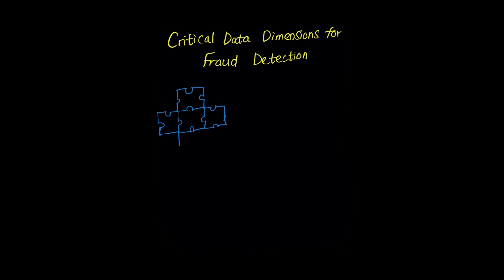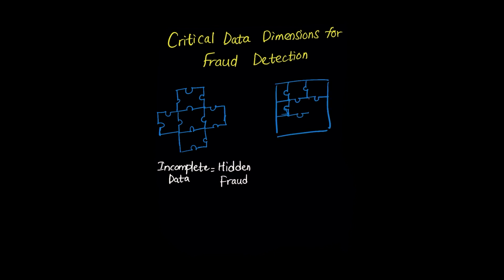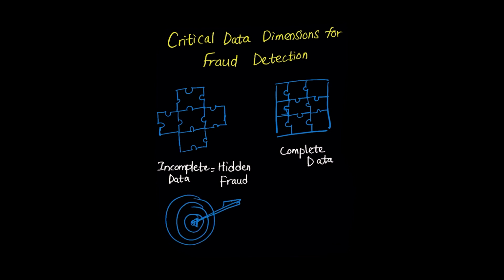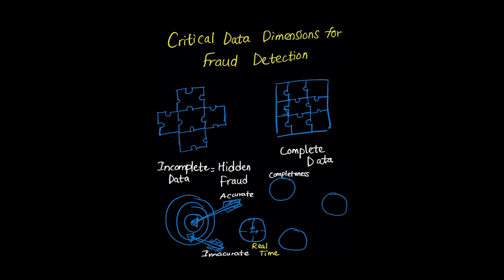Completeness ensures we have all transaction details without gaps that fraudsters could exploit. Think of it like a puzzle where missing pieces could hide fraudulent patterns. Accuracy means our historical fraud labels are correct, as wrong labels teach the AI to recognize the wrong patterns. Timeliness is perhaps most crucial because fraud must be caught in real time before money is lost. While consistency and relevance matter, they're secondary to having complete, accurate, and timely data. Without timeliness, even perfect fraud detection is useless if it happens after funds are transferred. These 3 dimensions work together to create an effective defense against financial fraud.